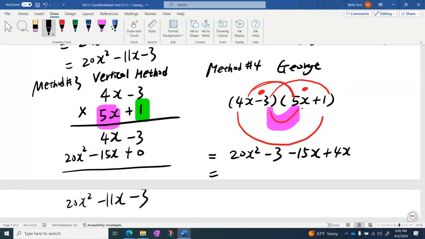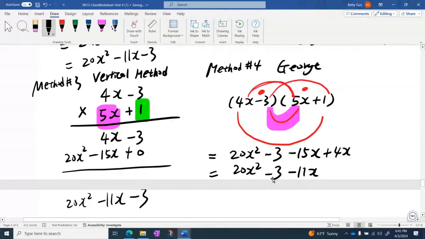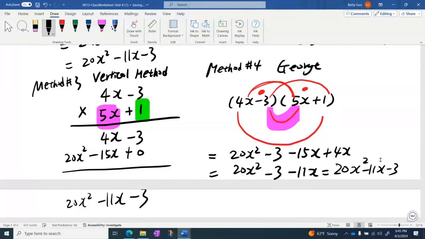And we combine like terms. 20x squared, negative 15x plus 4x, negative 11x, minus 3. The result is the same as earlier, it's just that the order of the terms is different. You can switch the order because of the commutative property. You would have the same thing, 20x squared minus 11x minus 3. That's the fourth method. It's called George.